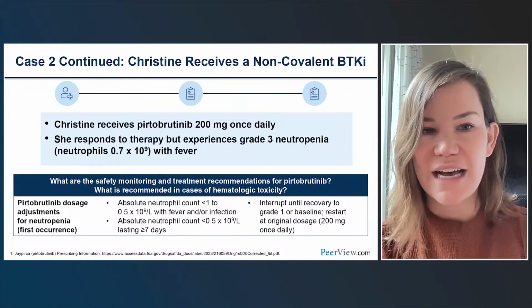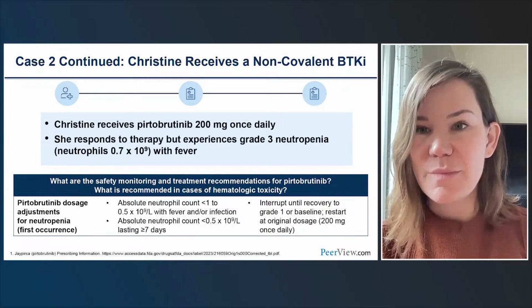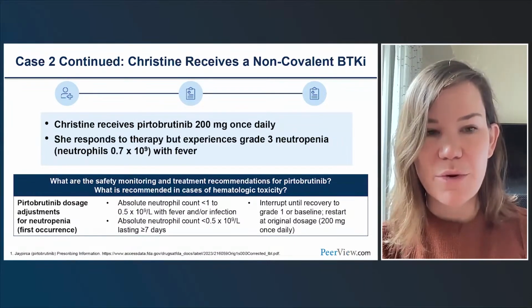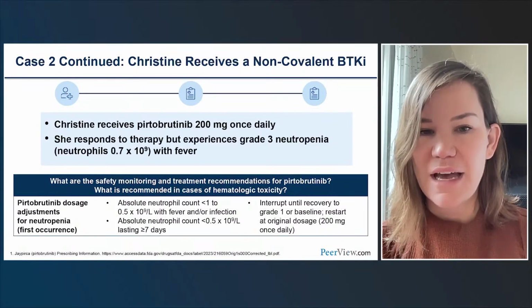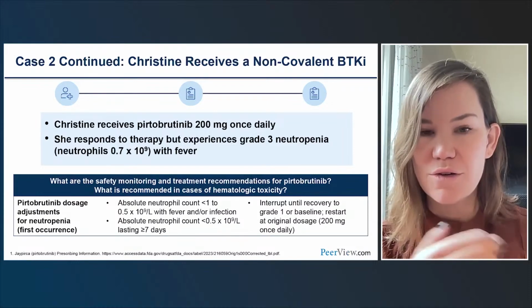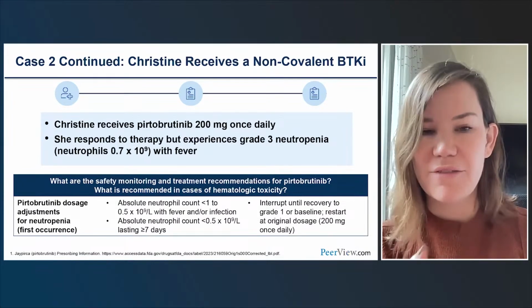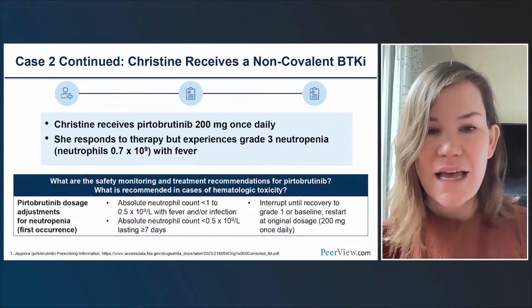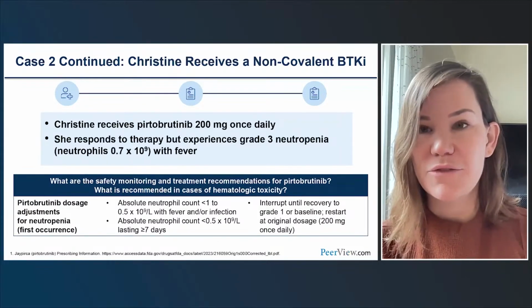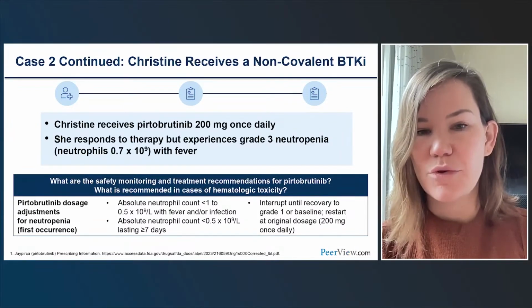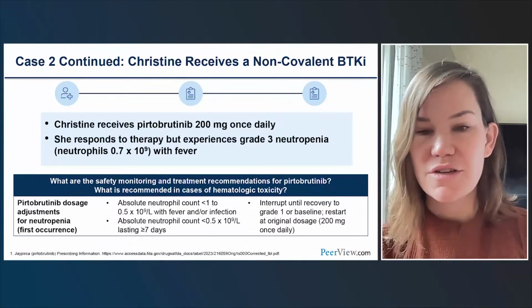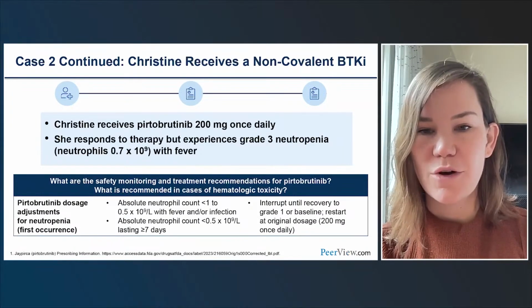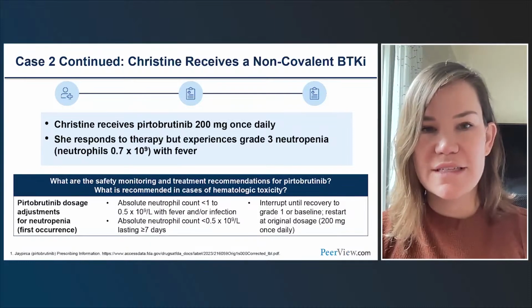And so here I'd just like to highlight some of the safety recommendations based on pirtobrutinib's label. Pirtobrutinib should be held in the setting of neutrophil count in the grade 3 range, which is under 1, but 0.5 or greater, in the setting of fever. And it should also be held in the setting of grade 4 neutropenia that lasts 7 or more days. If this is the first occurrence, the recommendation from the package insert is to interrupt until recovery to grade 1 or baseline, and you can restart at the original dose of 200 milligrams once daily.